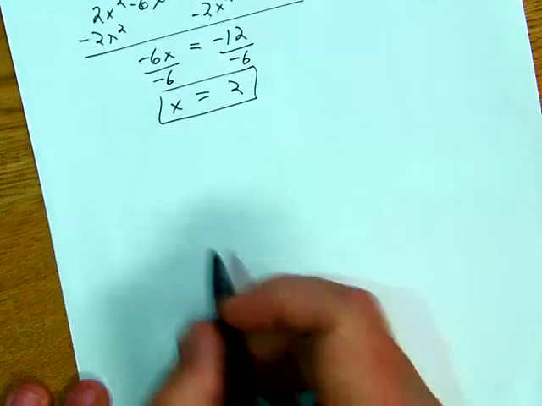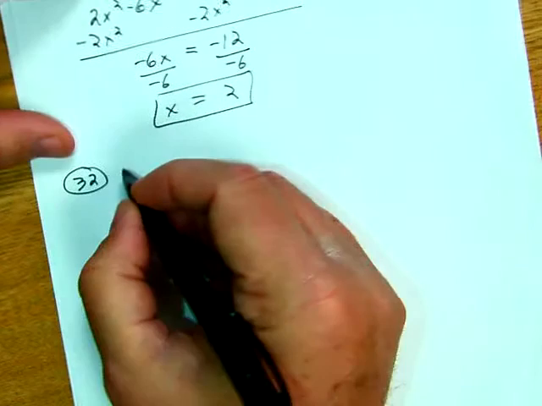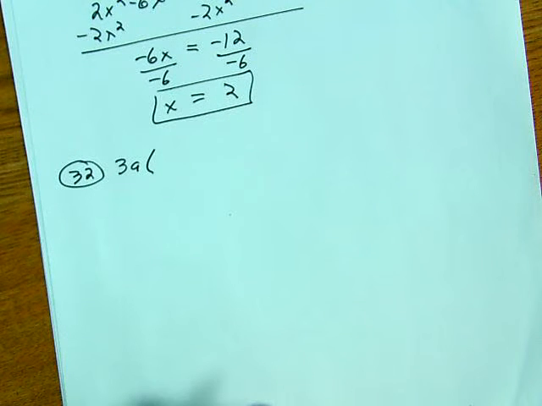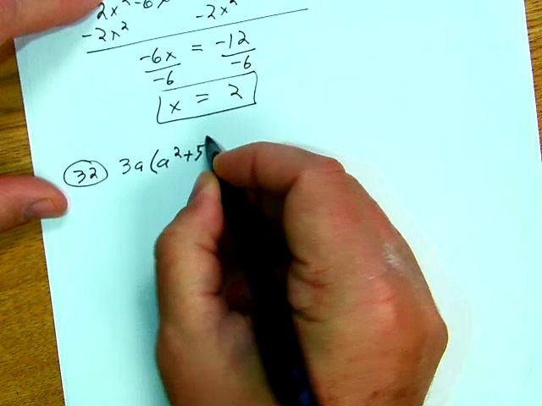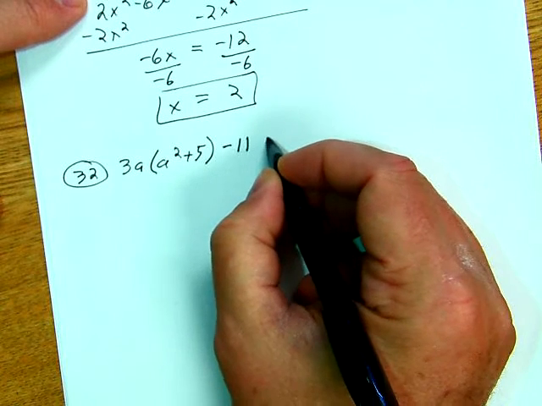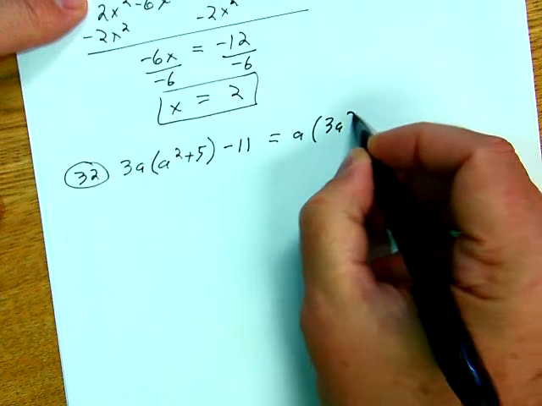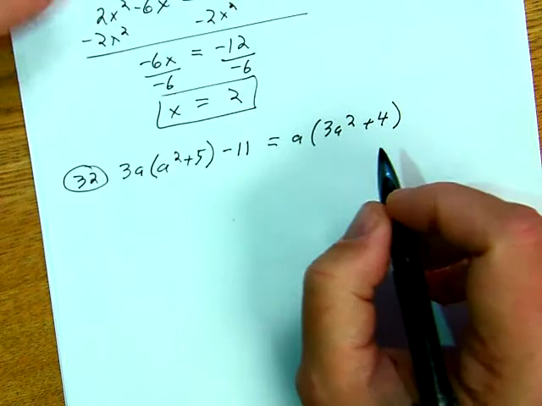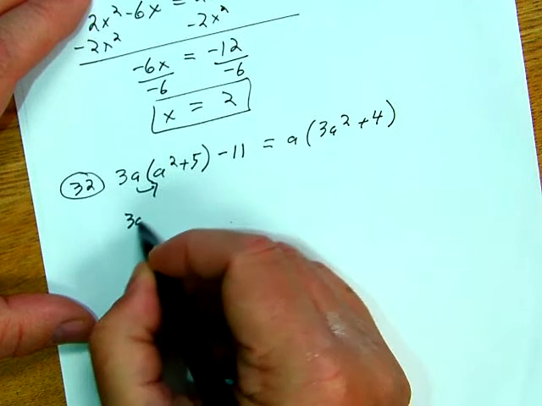Let's try 32. 3a times (a squared plus 5) minus 11 is equal to a times (3a squared plus 4). Okay, so let's take a look at this one. Let's multiply it out. 3a to the third.